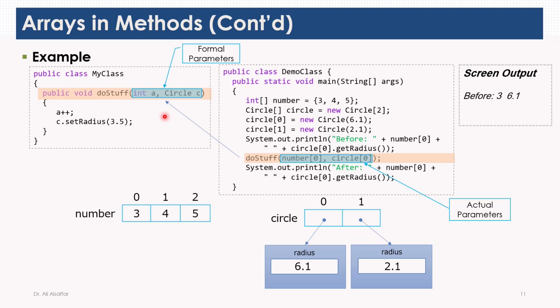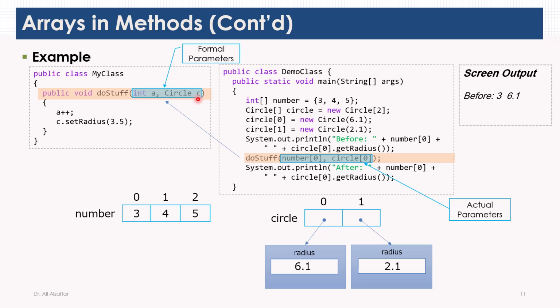Now when the method is called, if we have primitive data types, copies will be passed to the method. So in fact here we have number 0 is equal to 3. This 3 will be passed to the variable A. So when we go inside the method, a new variable A will be created and it will hold a copy of 3. And for the second parameter, when we pass circle 0 as a parameter, the reference that is pointed by circle 0, which is this arrow, will be copied into C. So C is not the object itself. C is just a pointer.